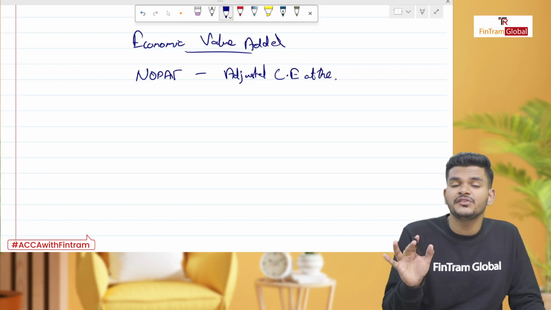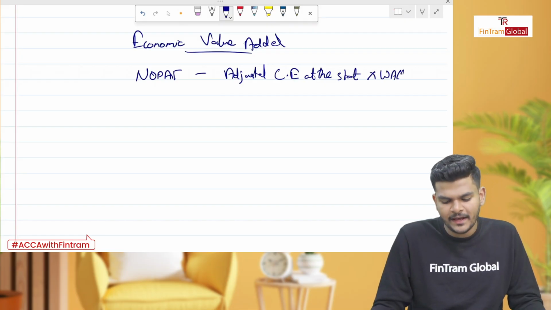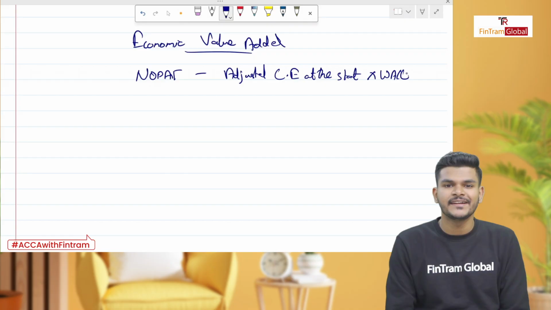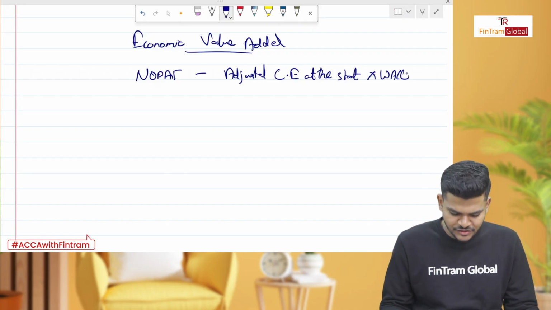Okay, folks. So always use the capital employed at the beginning of the year, at the start, multiplied by WACC, right? Multiplied by the weighted average cost of capital. This is the equation, isn't it? And there are some basic adjustments that you need to know.